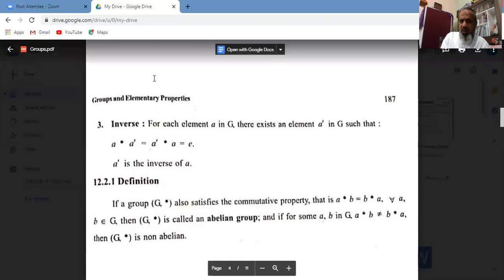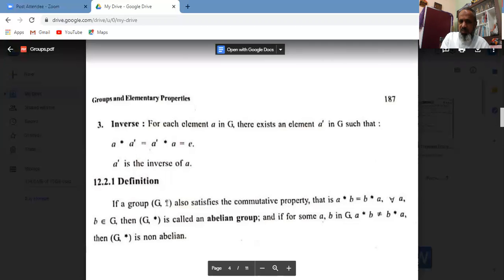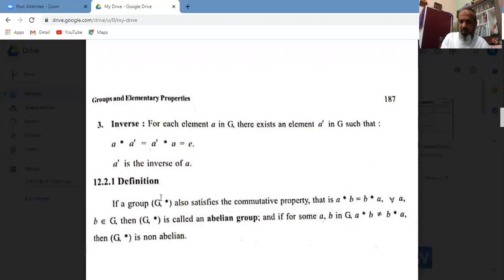So if G is a non-empty set having a binary operation or closure property, and it satisfies the associative property, these two properties are satisfied, then the non-empty set G is said to be a semigroup. If it satisfies the identity property and inverse property, then the non-empty set is said to be a group. So G comma star is a group means it satisfies four properties, that is closure, associative, identity and inverse.